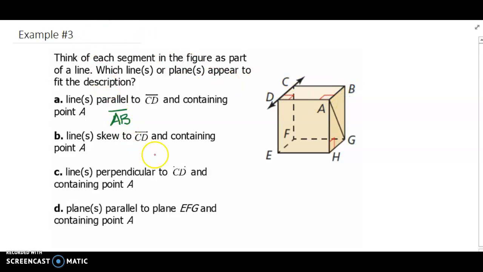Okay, on B, it says line or lines that are skew to CD. So once again, we're talking about CD that contain point A. Okay, so we want them skew, so we're not going to be coplanar. So that would give us AH would be one. And also AG would be another.